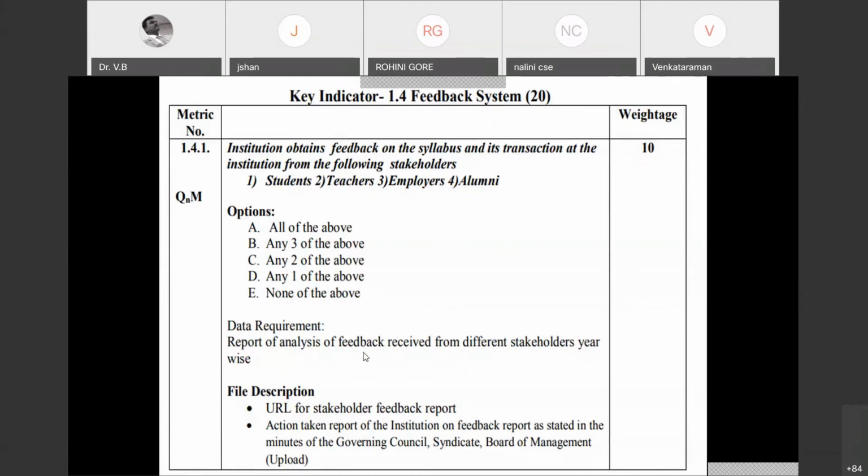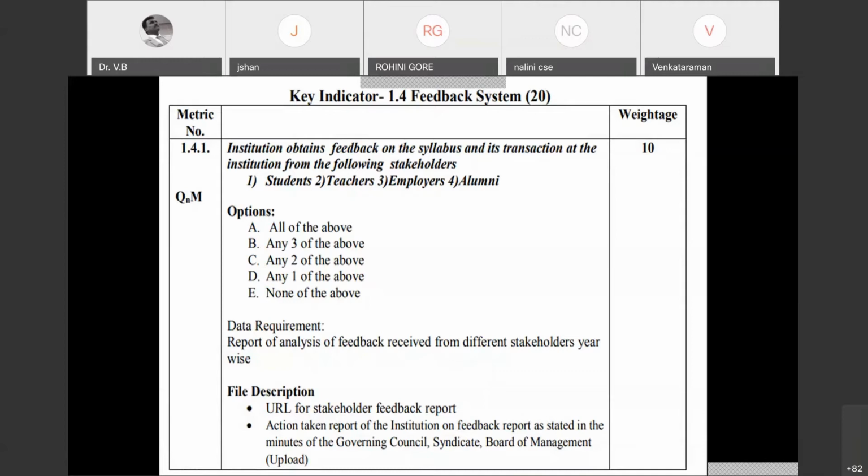So in the file description, as you can see, they are also asking you for the action taken report of the institution on the feedback report. For example, the student may have given a feedback saying that they want to remove some topic which is in obsolescence. In the case of computer programming, if you have some programming language which is no more in use, and your alumni has given a feedback saying that, sir, you can remove this language from the syllabus and include the latest language which is now sought after by the companies.